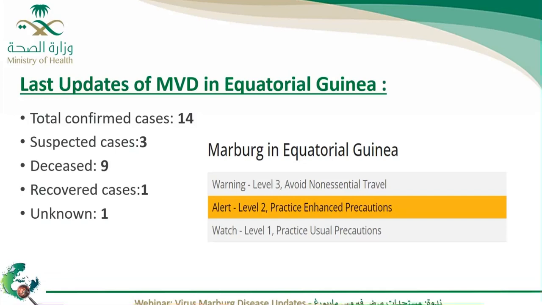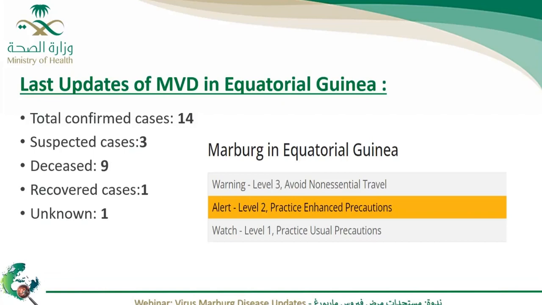On 12 February 2023, 8 blood samples were collected from contacts and sent to the lab. The lab was in Senegal because there is no lab available in Equatorial Guinea. On 13 March, 2 additional samples were sent and the result was positive. One of the cases whose sample was collected on 12 February had died on 10 February in the hospital. Another tested positive for Marburg on 15 March 2023.